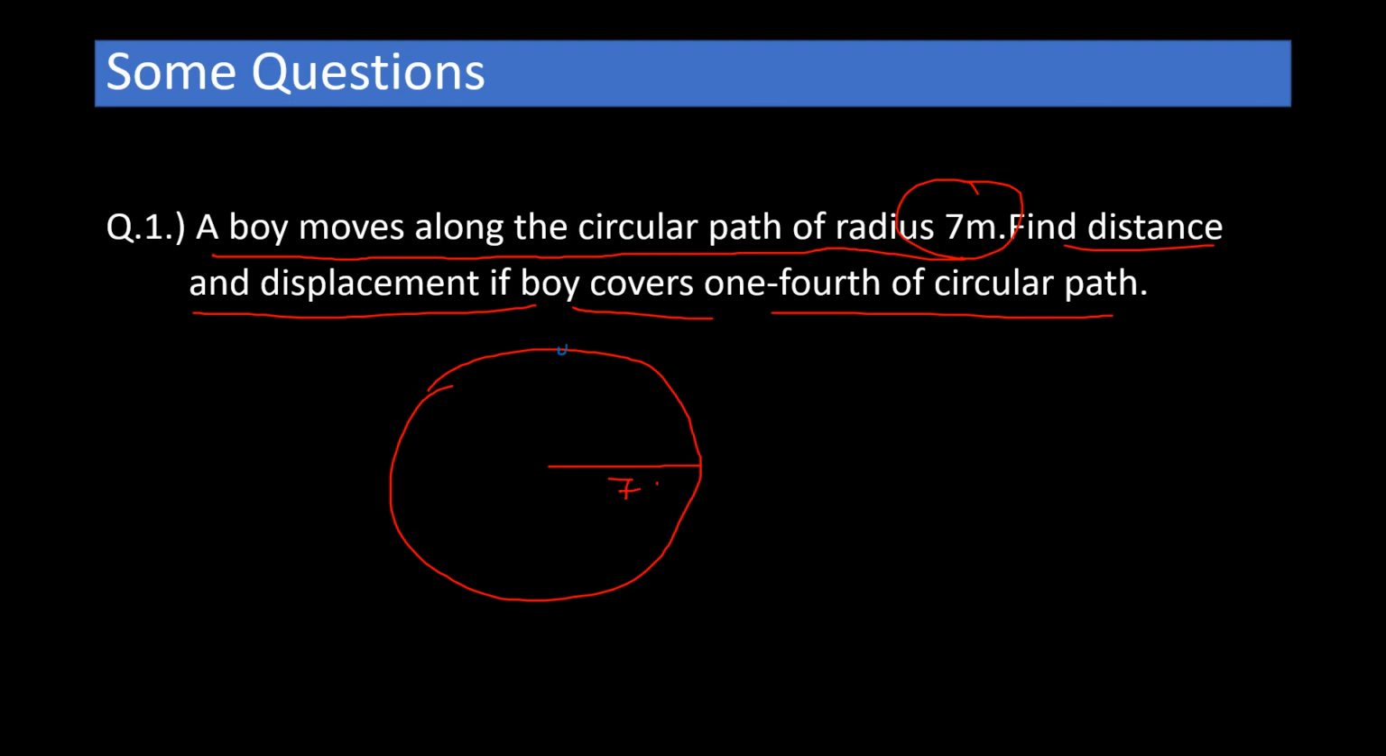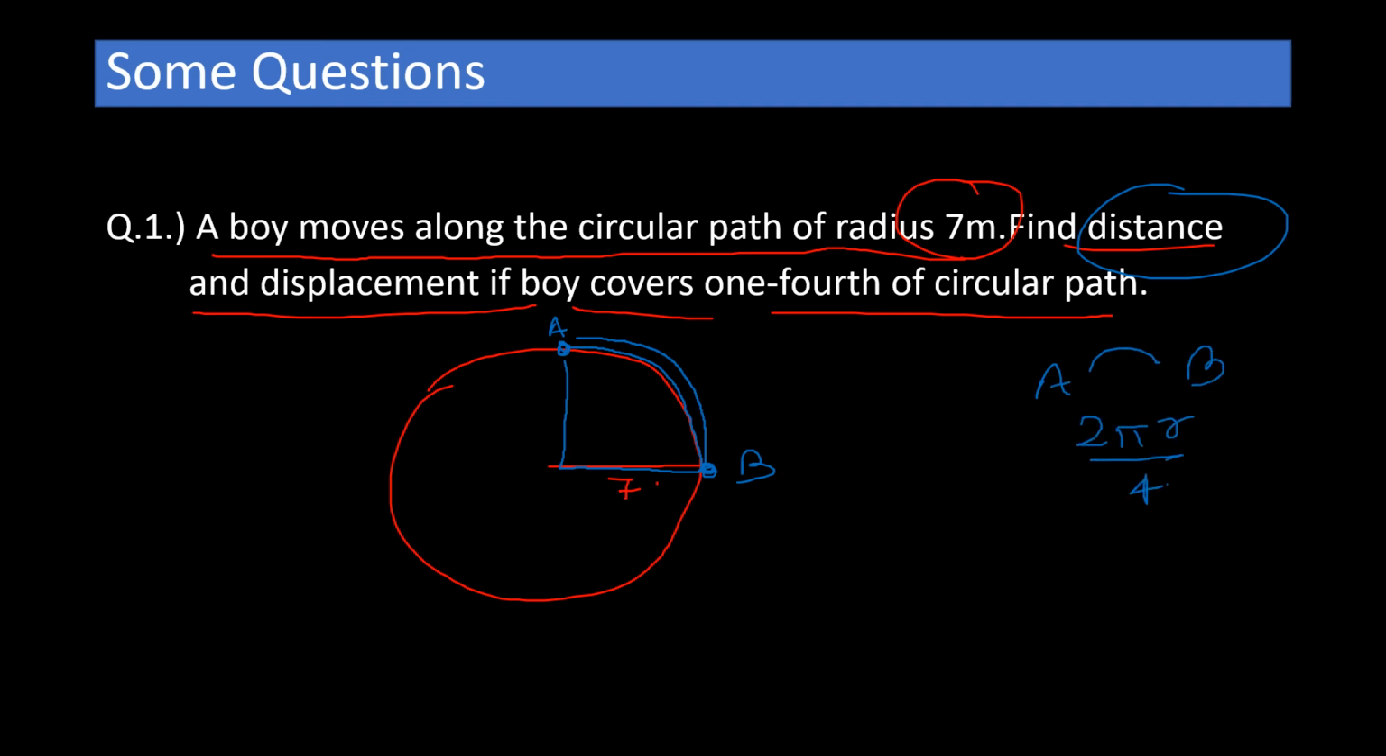So let's suppose the boy is starting at this position A and it has moved to B, because it's written that the boy covers 1/4 and this is the 1/4, right? So what will be the distance, guys? It will be this curved path from A to B, and that will be 2 pi r over 4. Guys, why I'm dividing this by 4? Because in the question it's clearly mentioned that we have to find out the distance the boy has covered in 1/4 of the circular path, right?